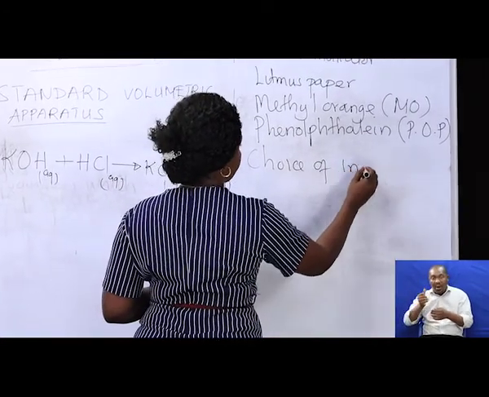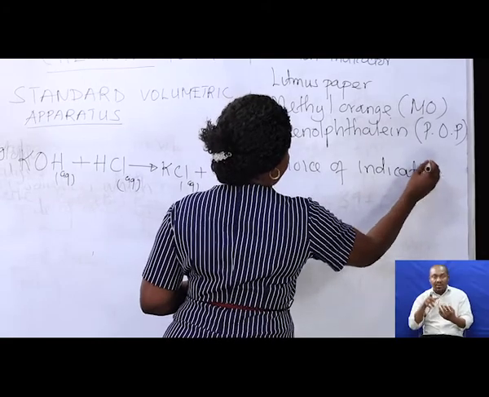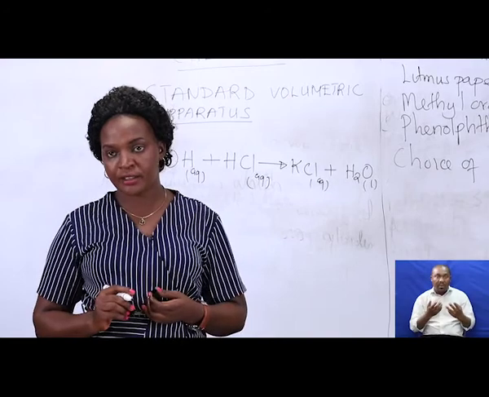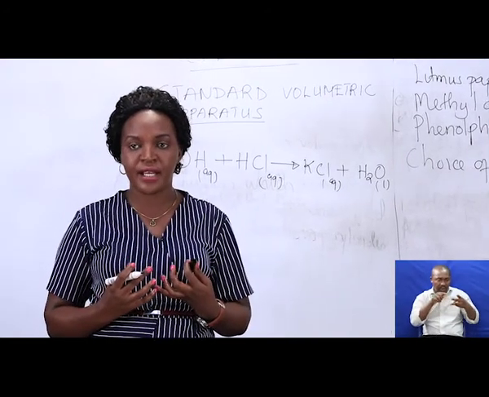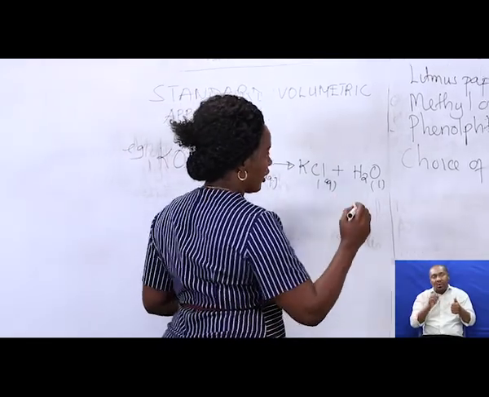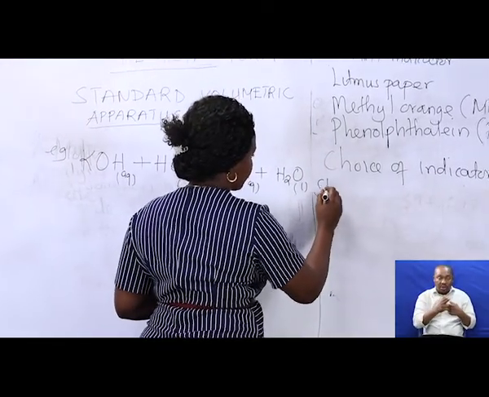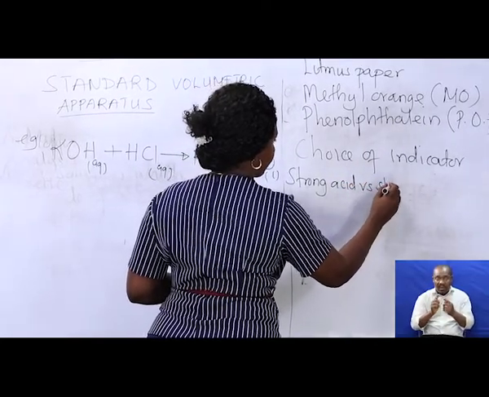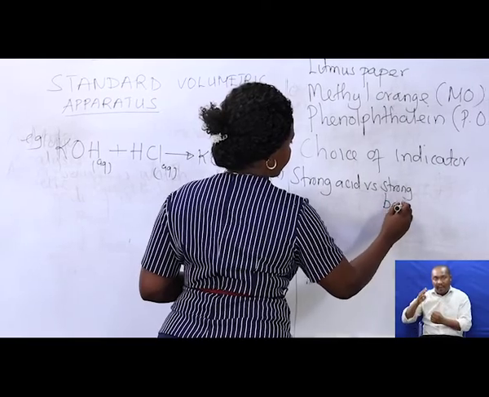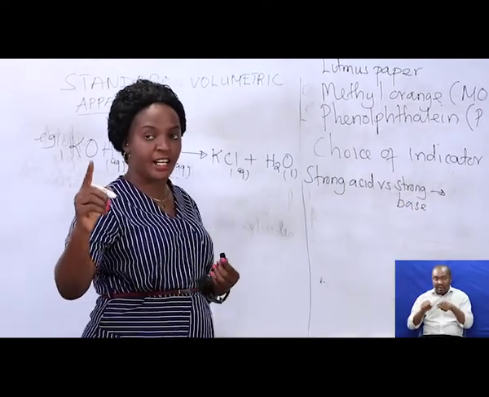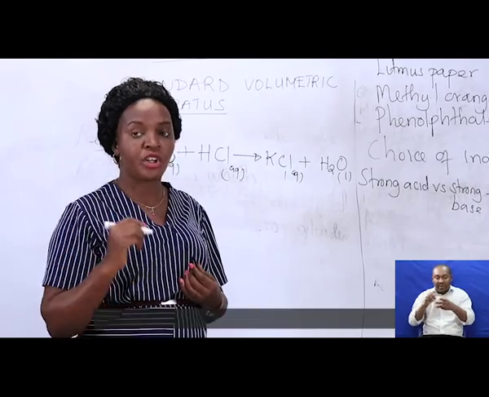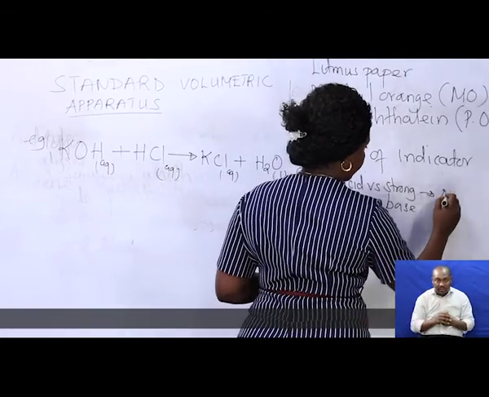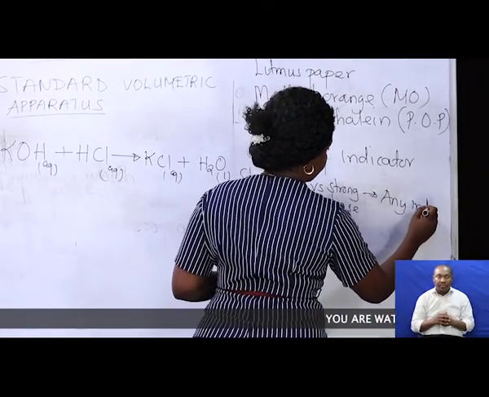Therefore, let's see the choice of indicators. What makes you use methyl orange? What makes you use phenolphthalein? It depends on the strength of the base and the acid. Therefore, if I'm going to use a strong acid versus a strong base, here any indicator can be used: you can use either methyl orange or phenolphthalein, depending on your choice. Any indicator is favorable.